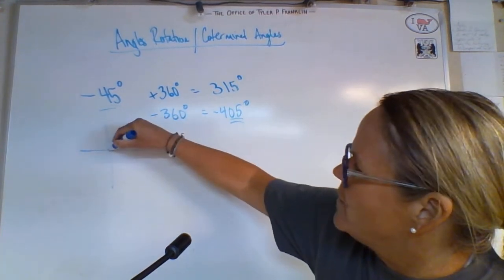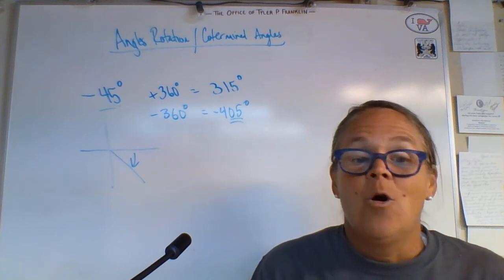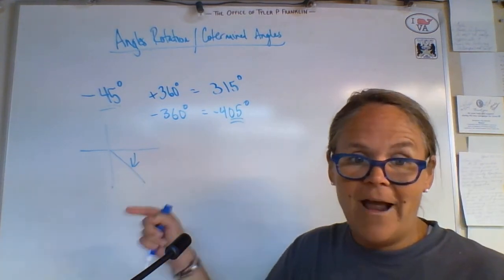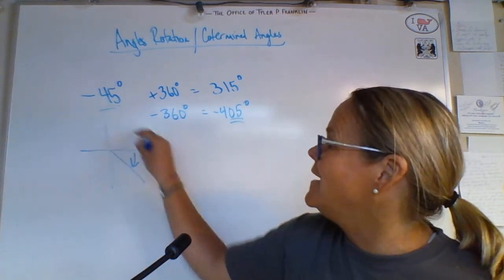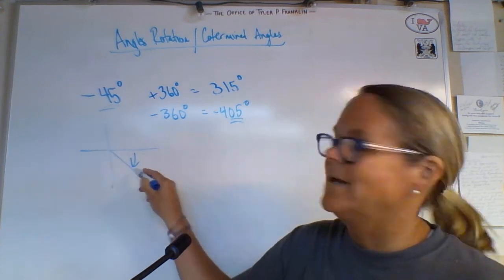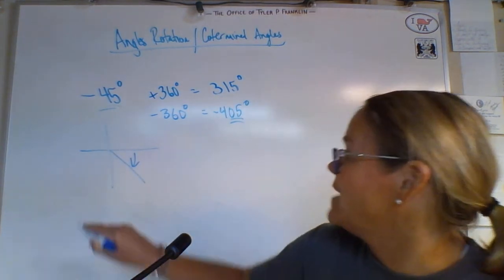Again, what you really want to think is like that's a negative 45-degree angle. What am I doing to get back to that with another angle? I'm adding a full circle or I'm subtracting a full circle. I could do that as many times as I want.